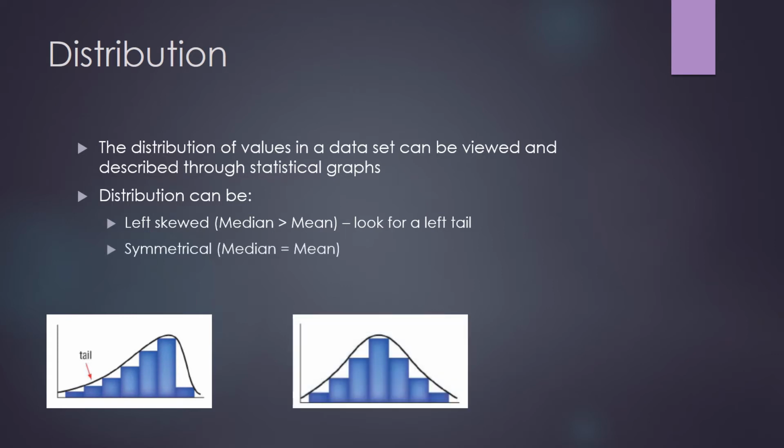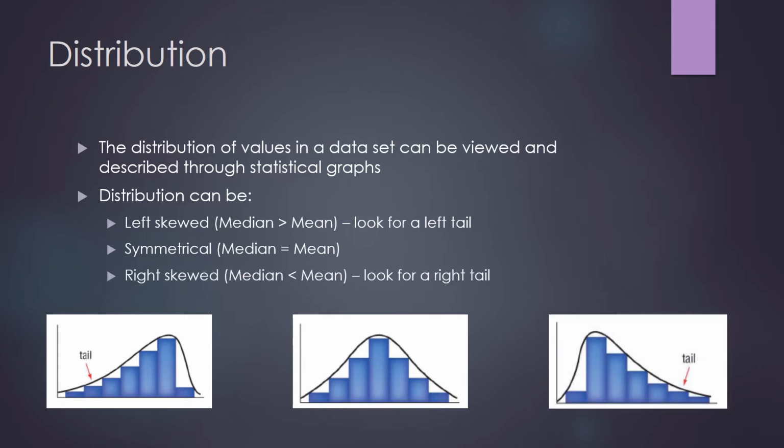We also can have symmetrical distribution where the median is equal to the mean. As you can see, it looks like a perfect mountain or curve where we go up, reach a peak, and then start to come down on the other side. The last one is a right skew where the median is less than the mean. You should be looking for a right tail, as you can see in the lower right corner.